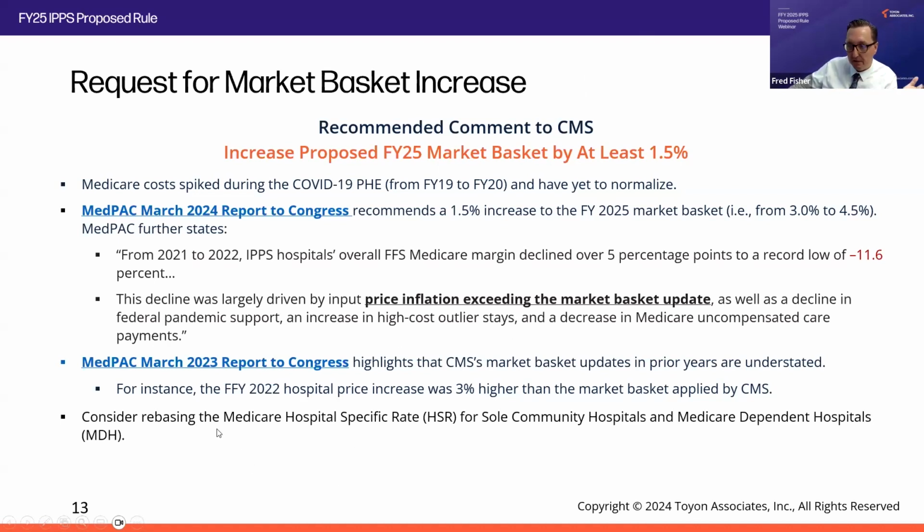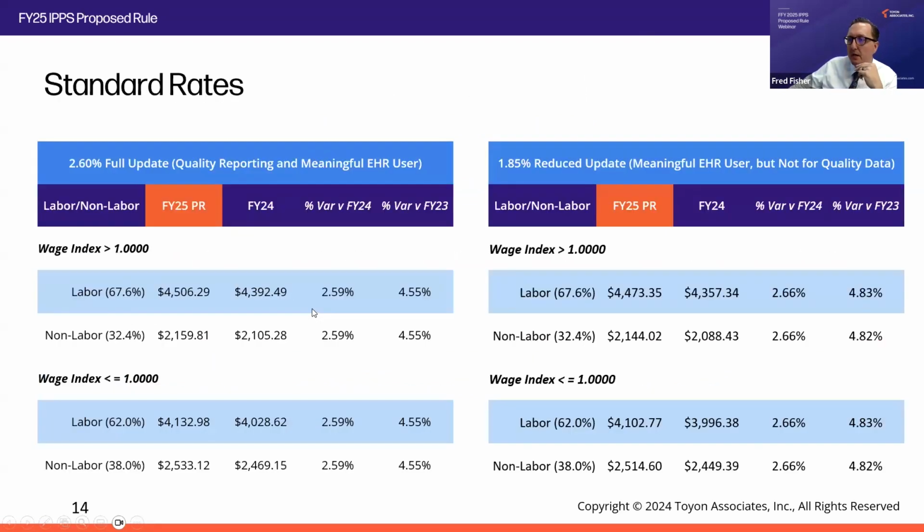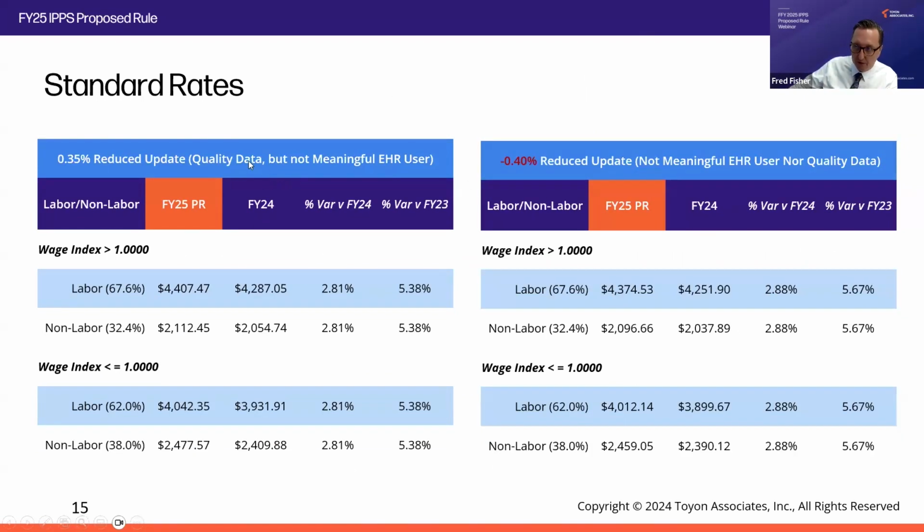We also put in to consider rebasing that hospital-specific rate for sole community and Medicare dependent providers. I'm not going to spend too much time on this slide, but anybody interested, you probably are familiar with these numbers by now. You get the labor and non-labor share, depending on if you get the full update versus being a meaningful user, or if you're submitting quality data but not a meaningful user, right? You get that reduced update. And this is kind of what I showed earlier, right? These percentages are the starting point, but then they go through budget neutrality adjustments.